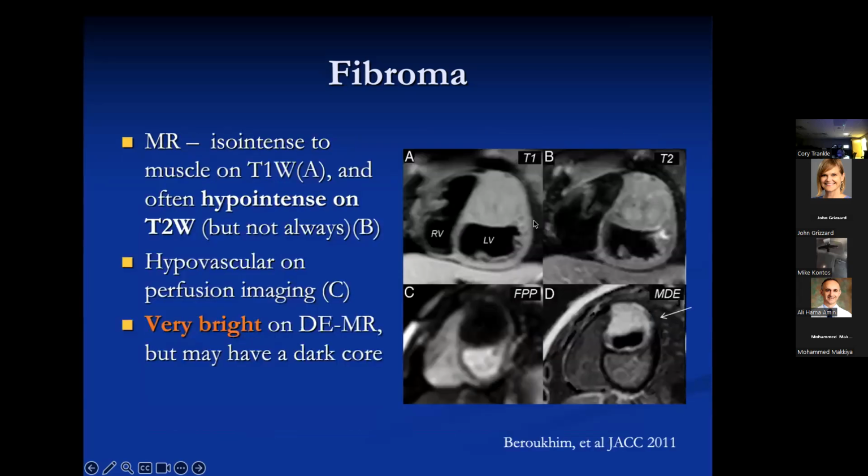Here it is in the paper: fibromas, iso on T1, maybe a little bright, but T2 is kind of iso or a little bit bright. It's not real bright, but it's not dark either. So in children, they're not dark because they're still cellular. They're not composed predominantly of collagen yet. But as they form collagen, they will look more like fibrous tissue. Very limited perfusion. And then the interesting thing is they enhance like crazy.